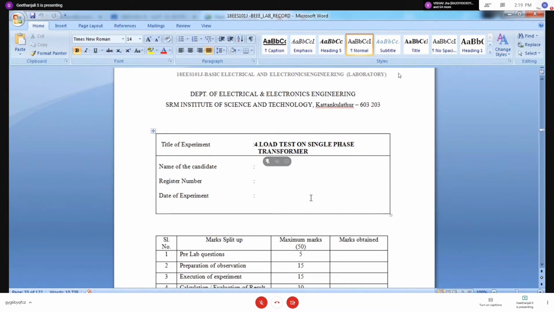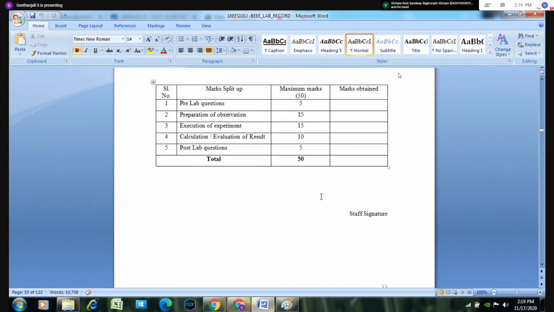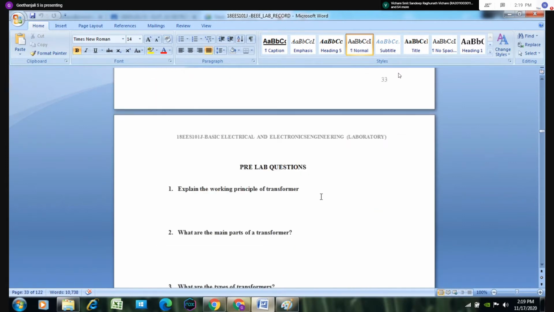What type of load? There are many types of loads. Here we are going to use the resistive load. We will see it in the diagram, right? So there are 5 questions.